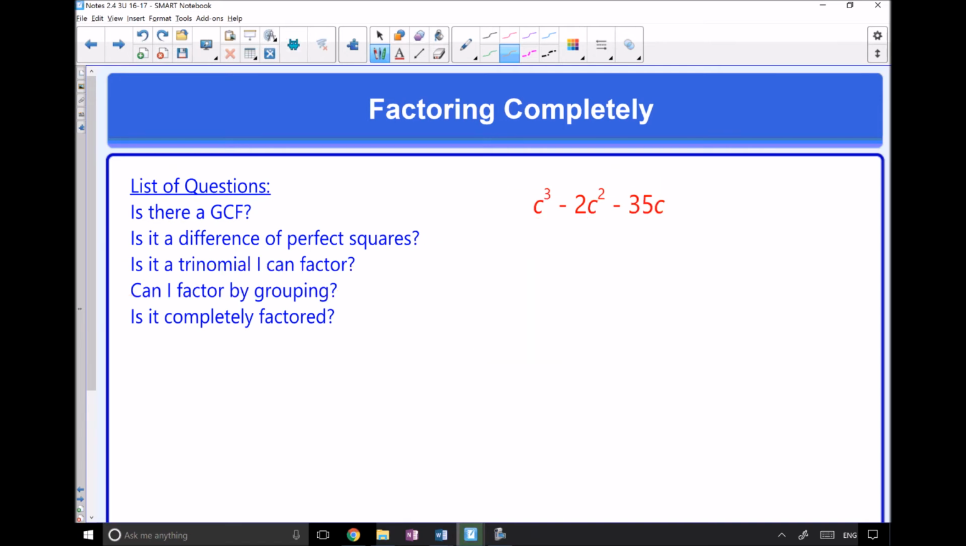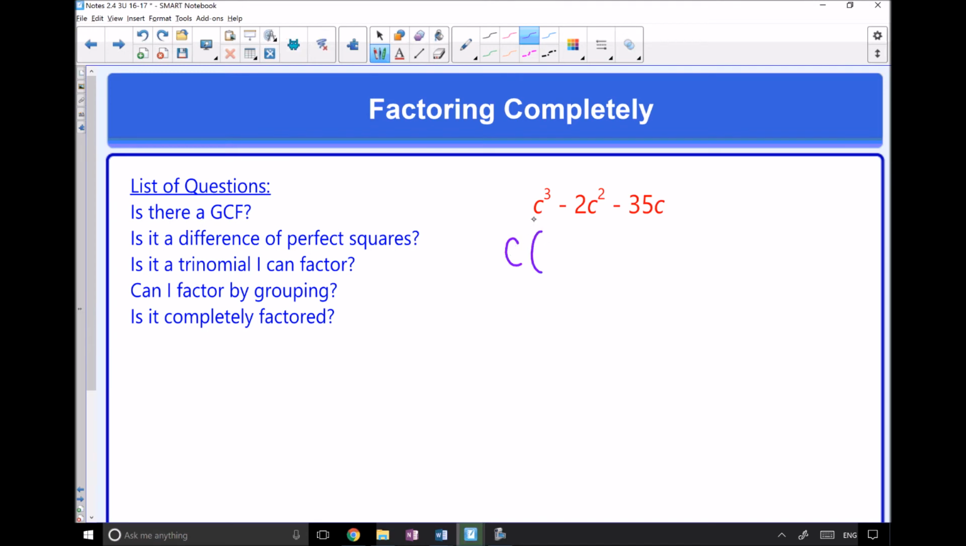All right. Our next example is going to be c cubed minus 2c squared minus 35c. So first question, is there a GCF? Well, looking at my coefficients, I have a 1, a negative 2, and a negative 35. There's nothing in common with those 3 terms, so the coefficients don't have a GCF. But looking at my variables, they all have c's in them. So my GCF is going to be c, okay?